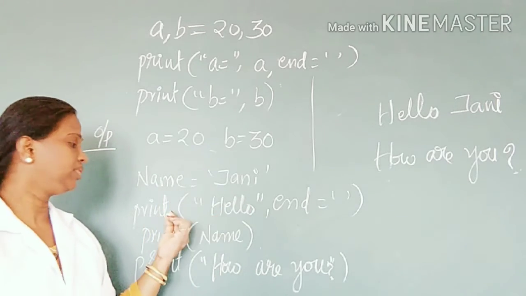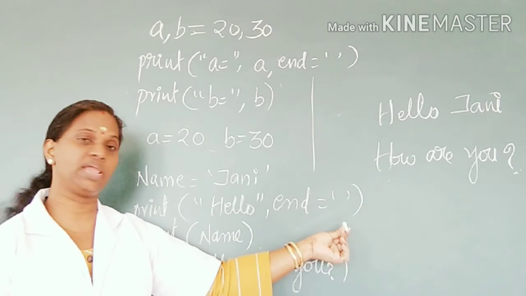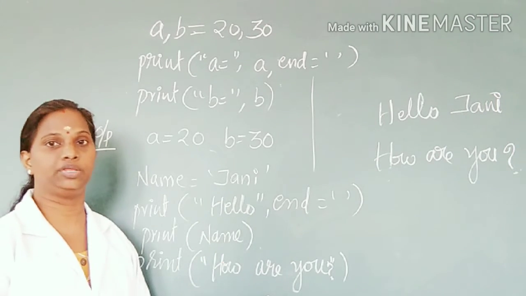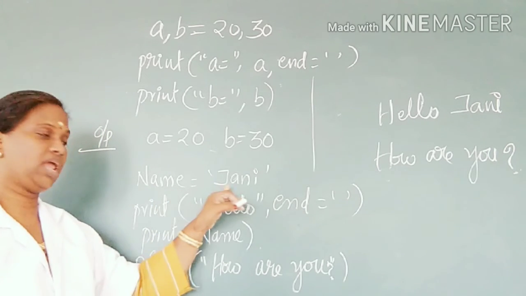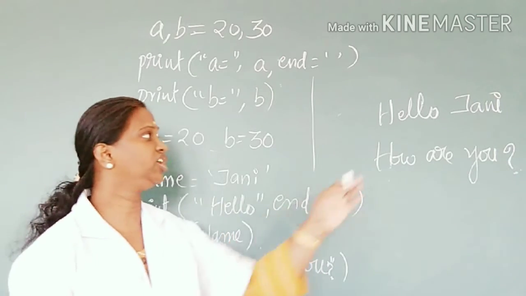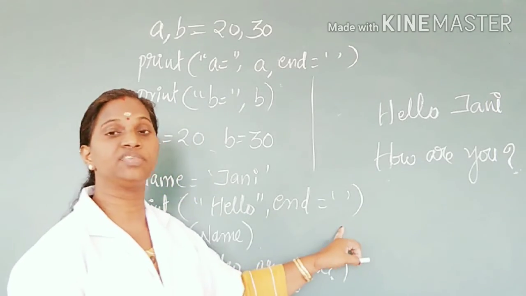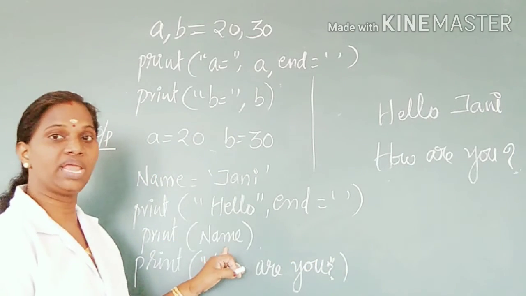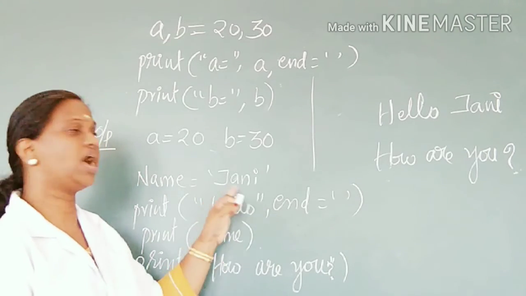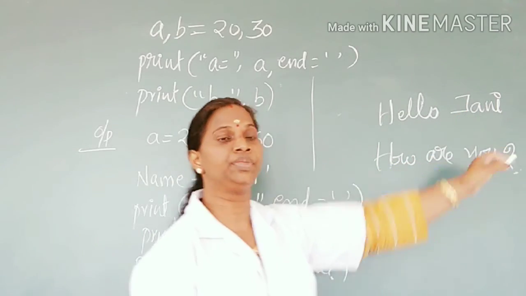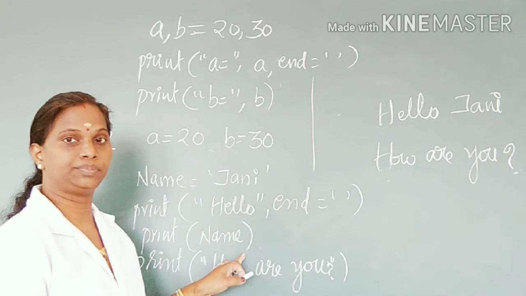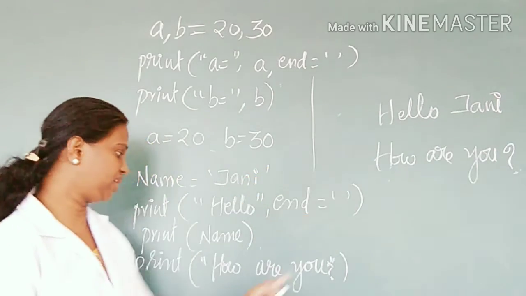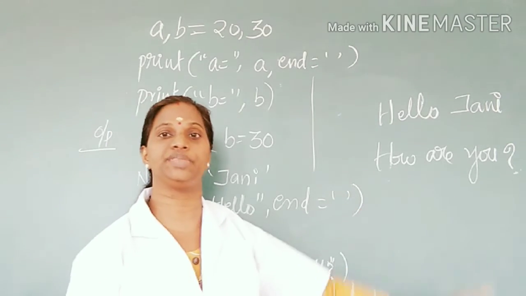Then one more example. Name equal to John, then print hello with end equal to space. Then print the name. No end operator specified. Then print how are you. Then what will be the output? See here, name equal to John. First print the hello, so it will print hello. Then the end operator is space, so it will print one space and continue on the same line. What is the next statement? Print the name. What is the value stored in name? Yes, John. So it will print hello space John. Then in this statement, there is no end operator, so the new line character will be added. That's why the next statement will print on the next line. What is the next statement? How are you? So it will print on the next line.